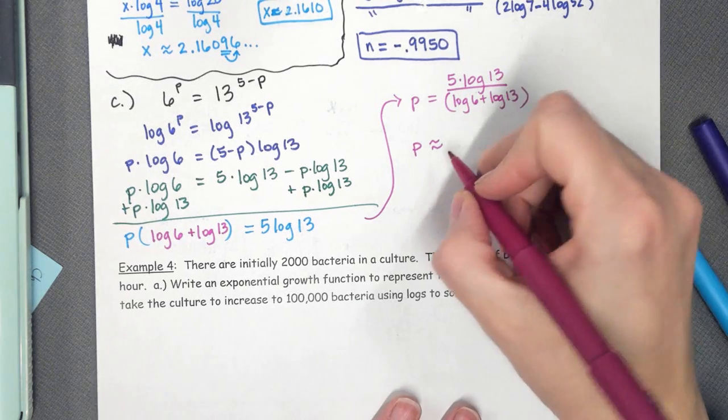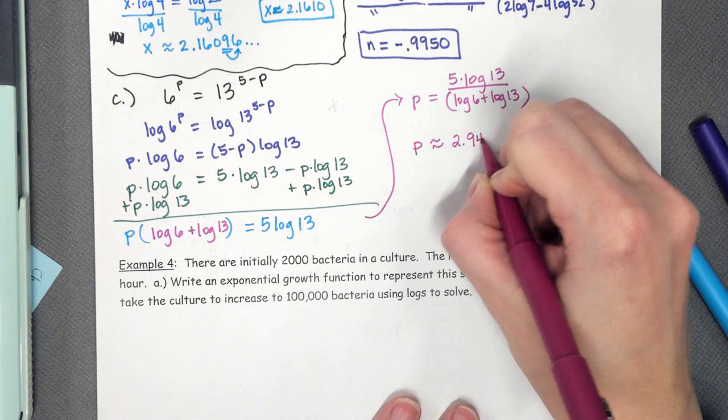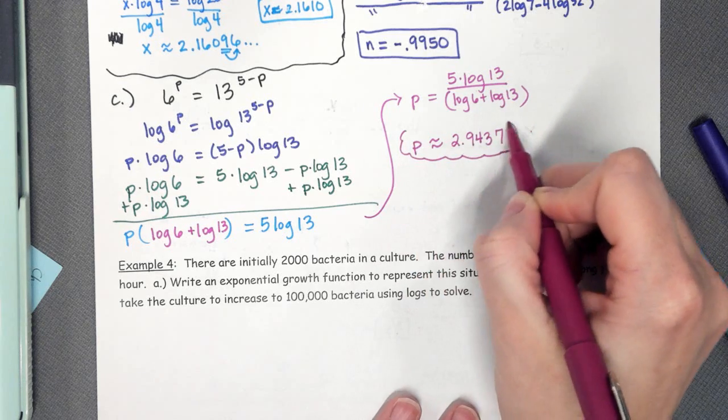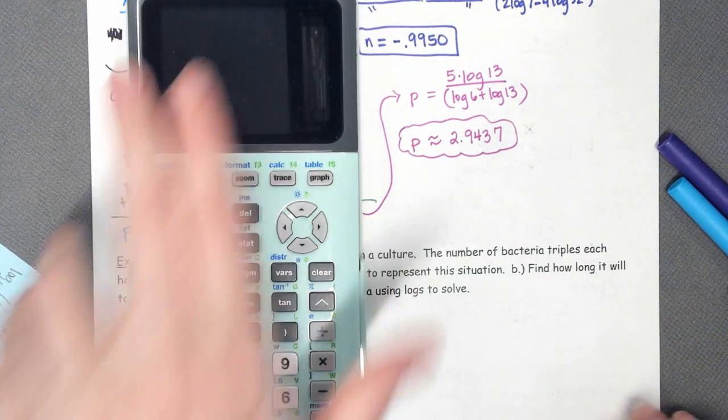Okay, so what did you guys get for P? Yep, 2.9437. Okay, so if your decimal is not the same, then let's check to make sure we did the parentheses.